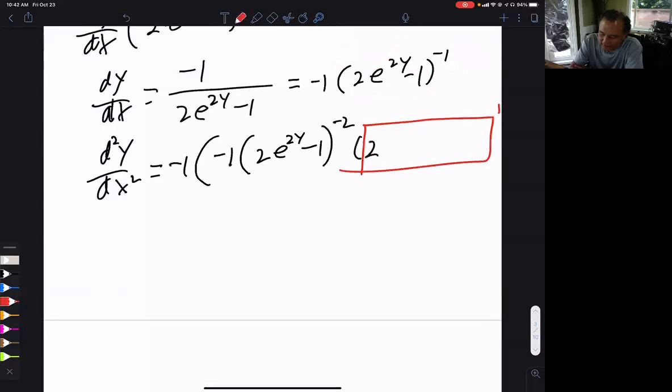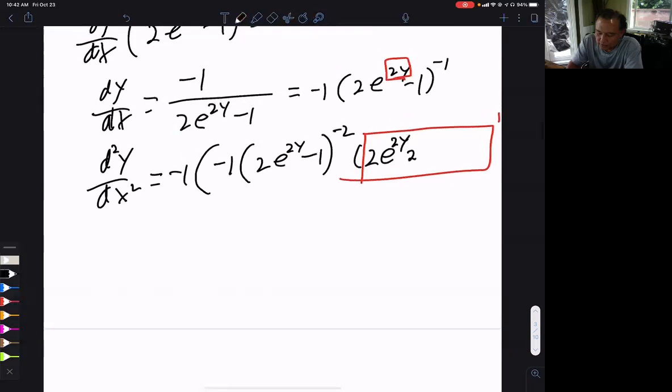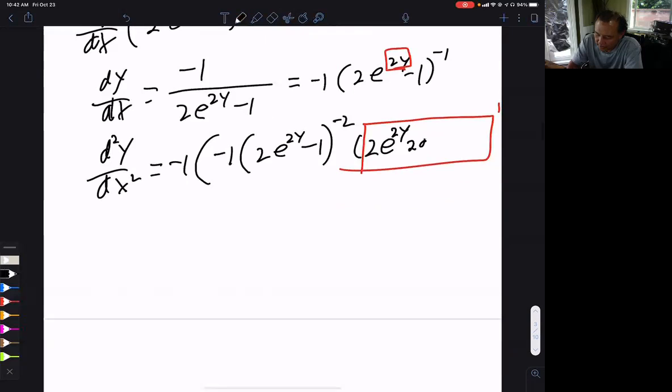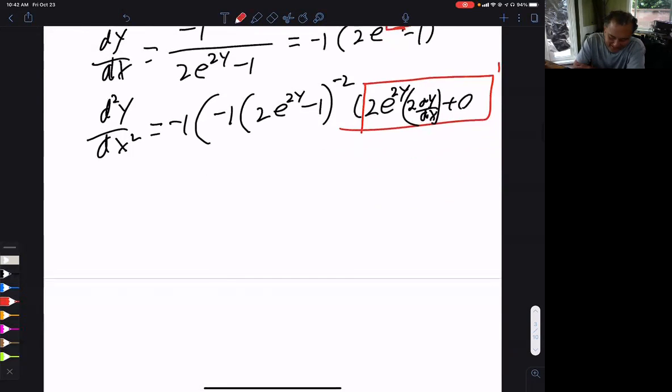What's the derivative of e to the box? I am my own grandpa, so it's e to the box times derivative of box. But the derivative of 2y is 2 times the derivative of y, which is dy/dx. That's the derivative of box. And the derivative of 1 is 0, so we have a 0 there. It's all starting to look beautiful. Are you ready? Nice things happen. 2 negatives make a positive. I like that.